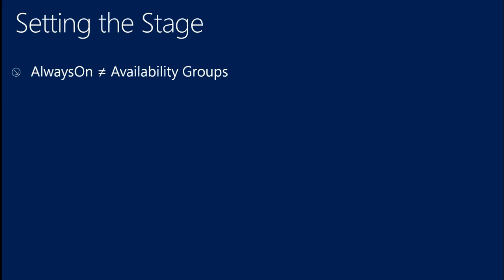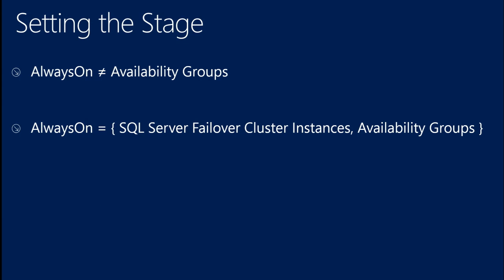How many of you think that always on is equal to availability groups? I'm glad, because it is not. What is always on? Always on is a brand name used for 2 features in one set. They include the failover cluster instances, the shared storage model that we have used from before, which has been rebranded under the always on umbrella, and the new availability groups introduced in SQL Server 2012. They're all called always on. So if you're saying that you're using always on, you could be using one of these 2 or a combination of these 2.